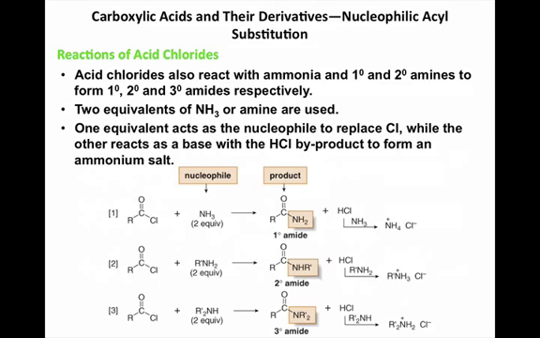You can take acid chlorides and you can react with ammonia or other amines and you can get amides. If we use ammonia, we get a primary amide, okay? Why do we have two equivalents of the amine here in all cases? What do you think, Rose? Why do I have two equivalents of the amine?